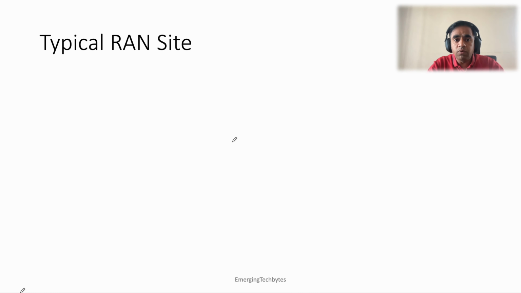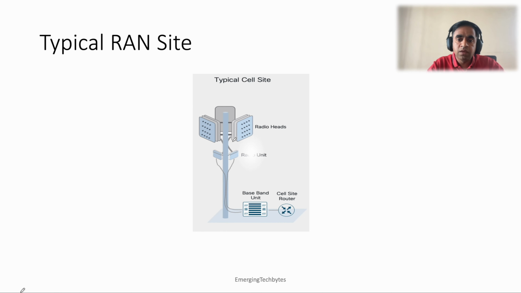Right? So now let's look at how a typical RAN site looks. This is a picture that I took from one of the Cisco documentation, where you have your radio antenna that is deployed with the baseband unit and then a cell site router. Without going into the functionality of each of these, this is how a typical cell site looks.